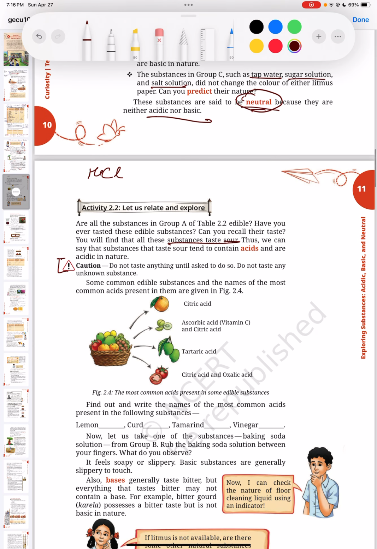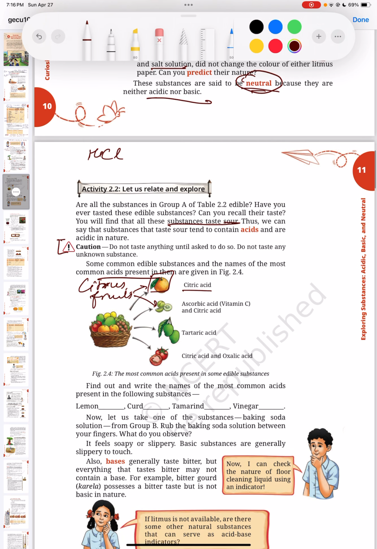So some common edible substances, and the names of the most common acids present in them. For example, in many of the citrus fruits, you will find what is called citric acid, right? Similarly, in many citrus fruits, you'll also find another acid called ascorbic acid, which is nothing but vitamin C. All right, and of course, as I said, they also contain citric acid.